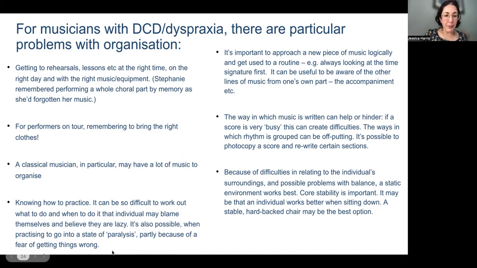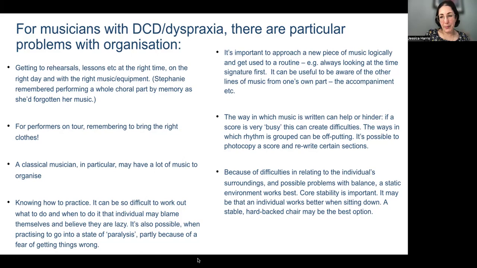It's also possible when practicing to go into a state of paralysis, partly because of a fear of getting things wrong. It's important to approach a new piece of music logically and get used to a routine. For example, always looking at the time signature first. It can be useful to be aware of the other lines of music from one's own part, the accompaniment, etc. And the way in which music is written can help or hinder. If a score is very busy, this can create difficulties.